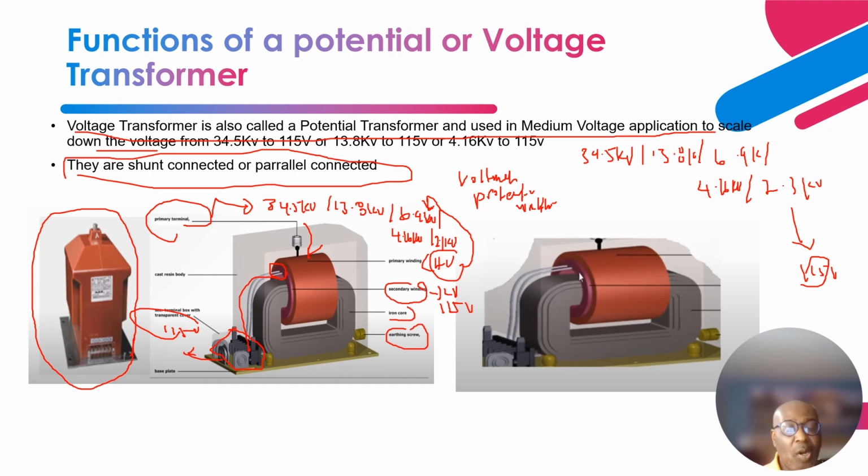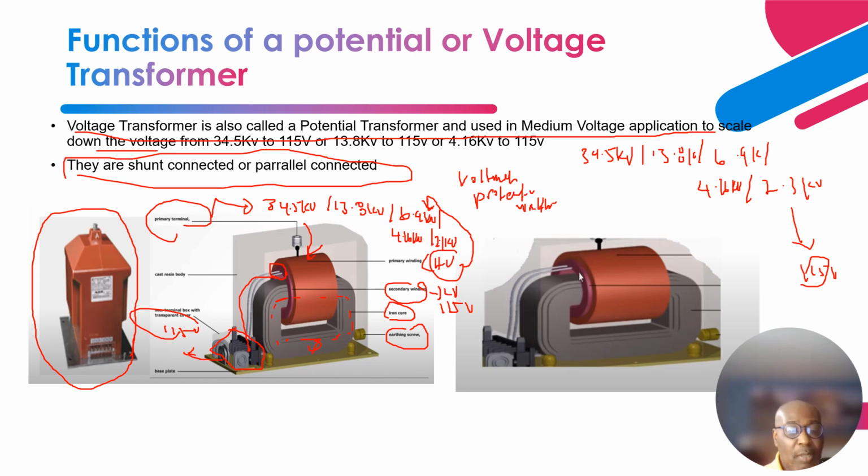Next is the iron core. The core over here is the one that carries the magnetic flux. Once you energize the primary side, it creates a current that creates a magnetic flux. That magnetic flux flows through this part and induces voltage into the low voltage winding.